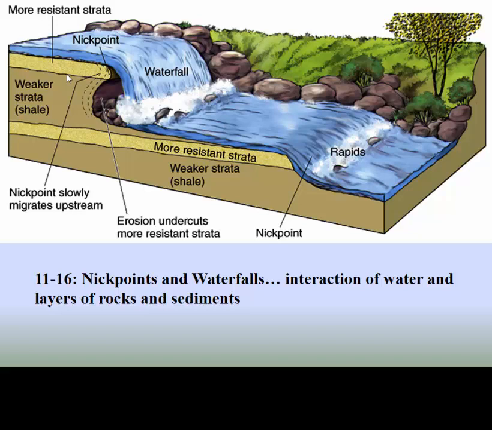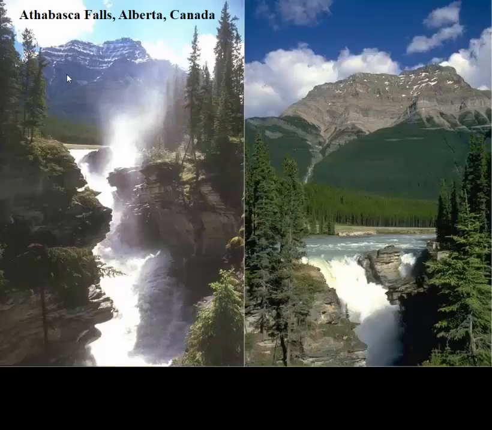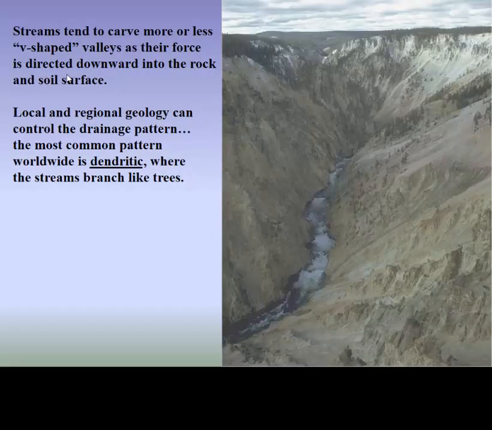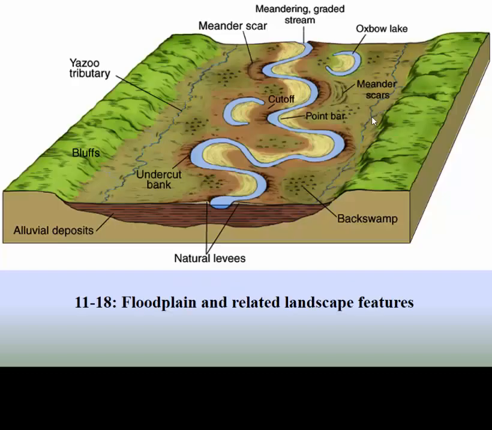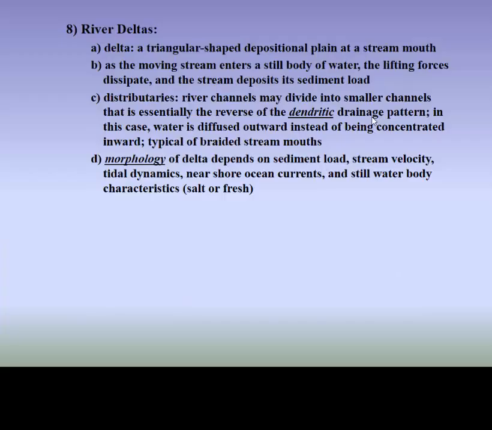We have in North Carolina the Falls of the Neuse outside of Raleigh, which goes from the Piedmont region, serving as the difference between the Piedmont and the coastal plain where it gets extremely flat. And you can just see some more waterfalls here. This is Yellowstone Park here, so you can see this V-shaped valley right here. And then we have stream deposition, stream terraces. And you can see some of the terms that we use to express the floodplains and the related landscapes.